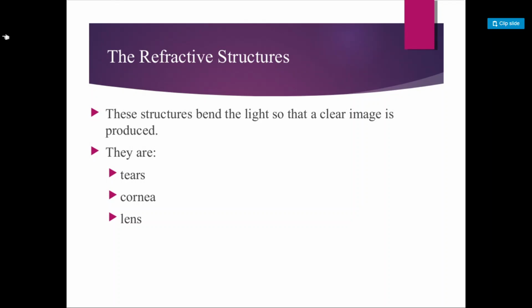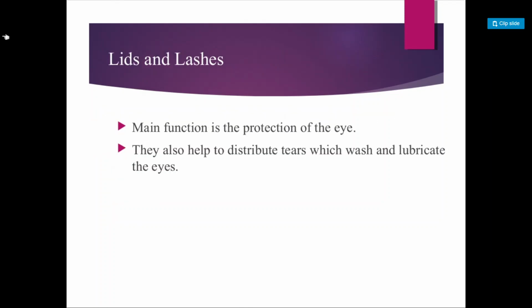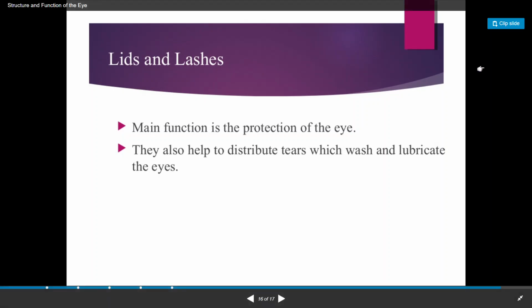The refractive structures. These structures bend the light so that a clear image is produced. They are the cornea and the lens. Lids and lashes. Their main function is the protection of the eye. They also help to distribute tears, which wash and lubricate the eyes.